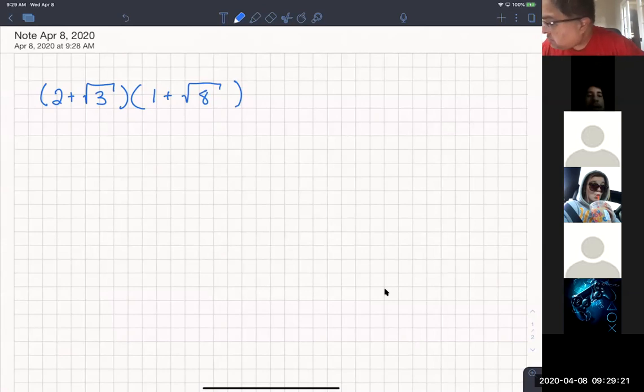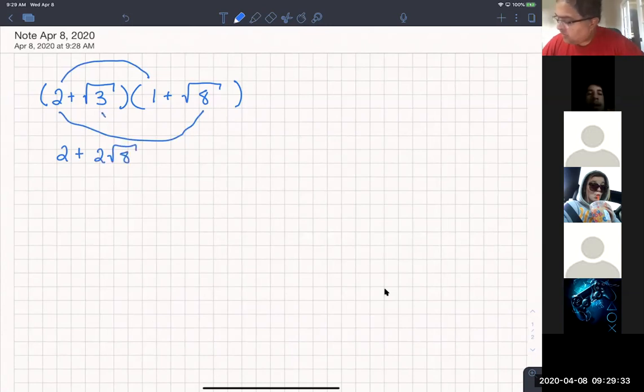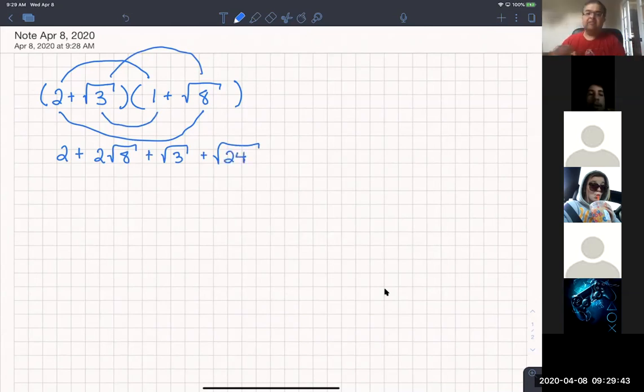So, you multiply the first terms, 2 times 1, which is 2. Then you multiply the outside, 2 and root 8. Okay? Then you multiply the inside, 3 and 1. And then you multiply the last, root 24. Okay, and then you simplify.